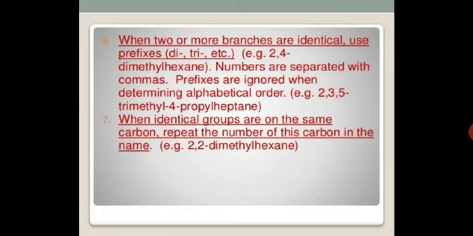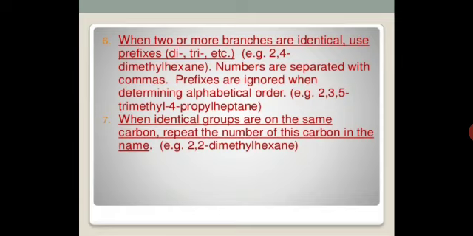For example, if you have different kinds of branches, like the compound 2,3,5-trimethyl-4-propylheptane. The 2 branches there are the propyl and the methyl. You have 3 methyl, that's why we call them tri. But because M comes before P in the alphabetical order, the prefixes will be arranged in such a way that methyl will come before the propyl. Look at the next one.